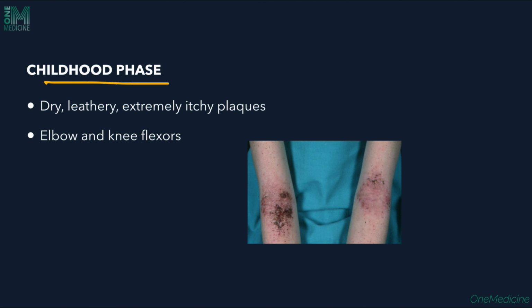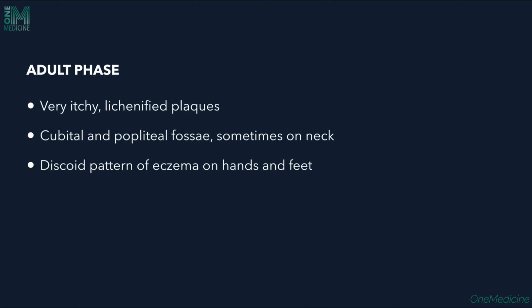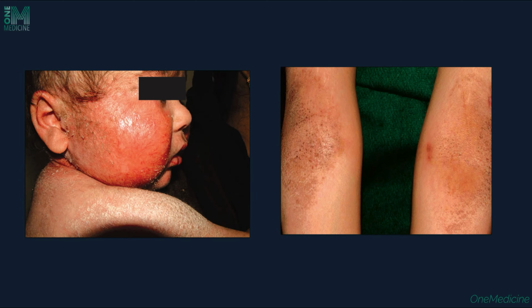The childhood phase, here we can see dry, leathery, extremely itchy lesions, and the elbows and knees are involved in this condition. So the site of involvement has changed here. Now coming to the adult phase, here we see very itchy lichenified plaques. That is, the skin will be thickened and there will be increased surface marking of the skin here. That is lichenified plaques we see here. And the site of involvement would be the cubital and the popliteal fossa, sometimes on the neck also. Discoid pattern of eczema on the hands and feet can be seen.